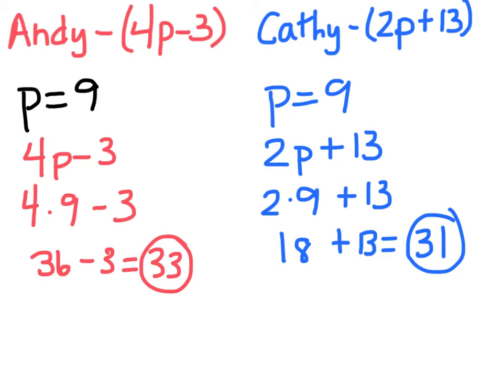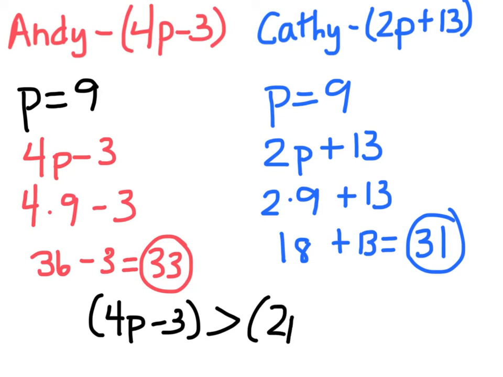So if P equals 9, we'll write this inequality. 4P minus 3 is greater than 2P plus 13 when P equals 9. We simply took the equation for Andy and said it's greater than the equation for Cathy, which is true when there are 9 pencils per box.